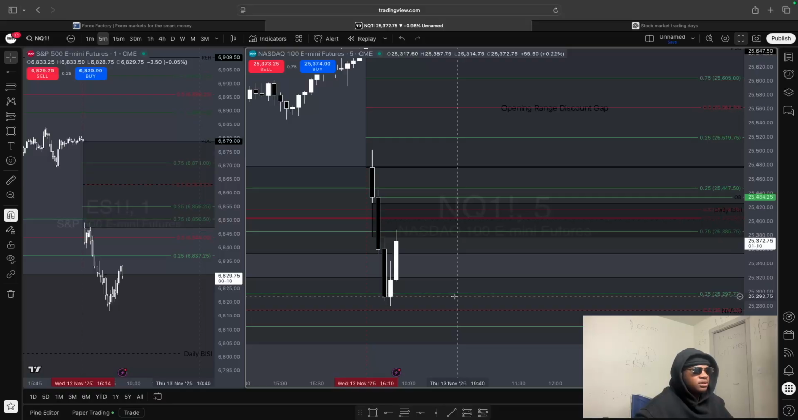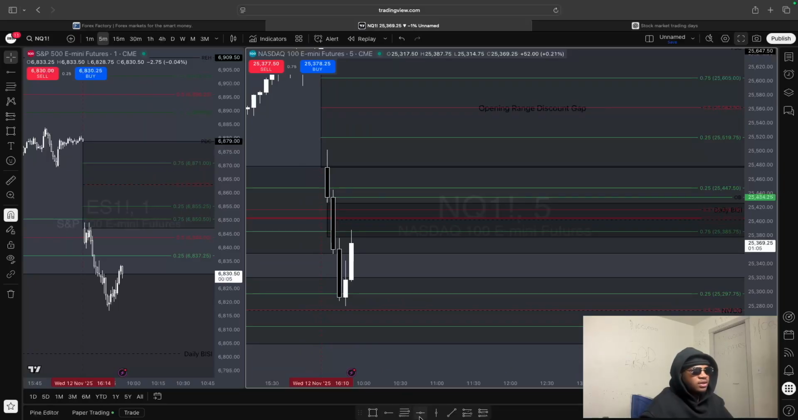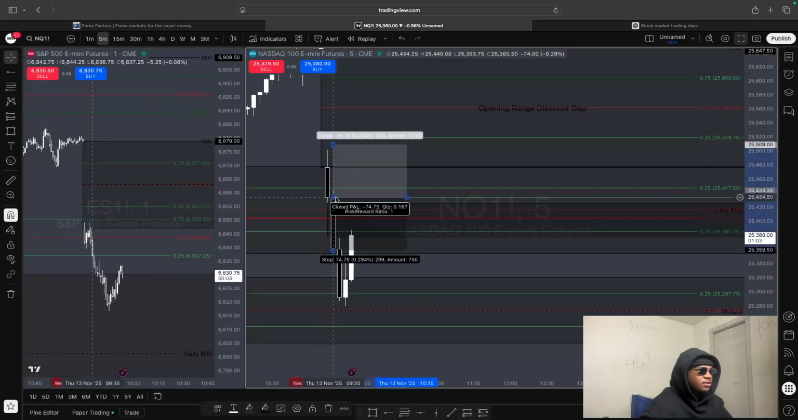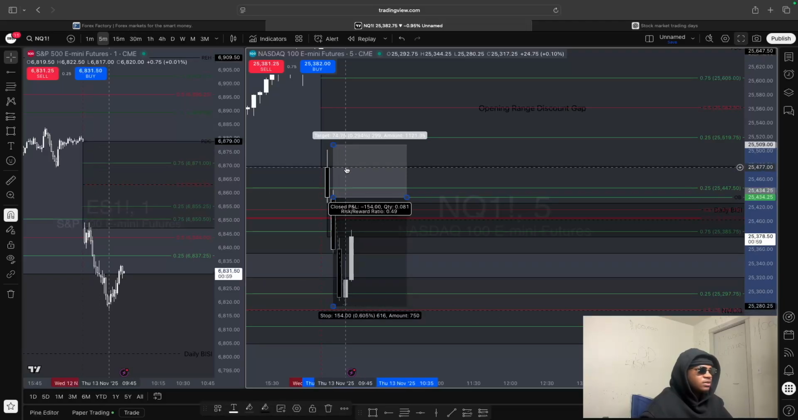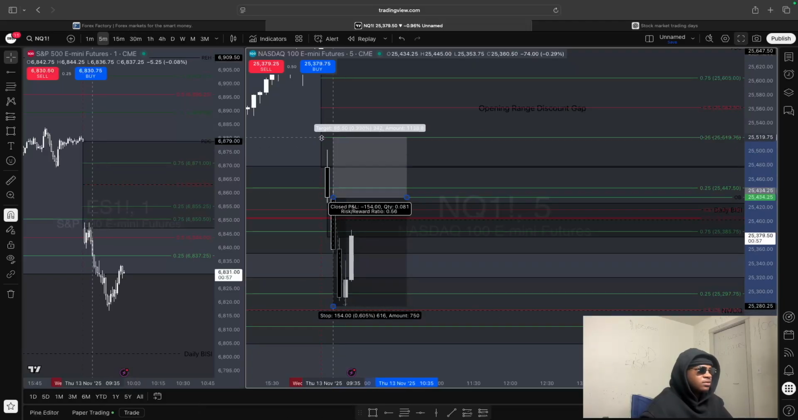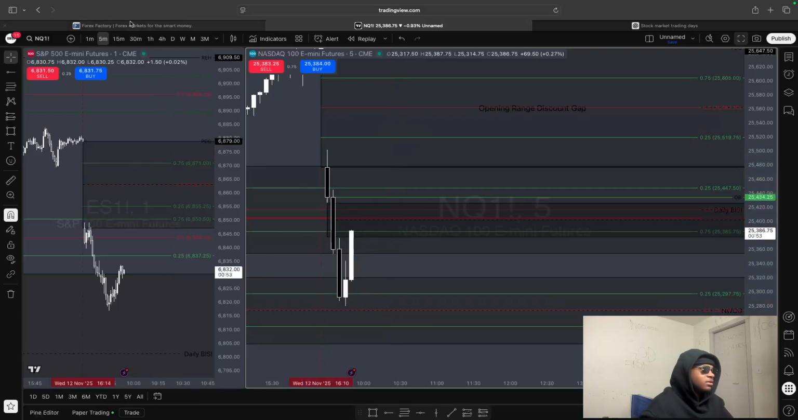The thing is, on a 5 minute, that's why I don't trade it. Your stop loss has got to be big. You know what I'm saying? That's why I like the 1 minute.